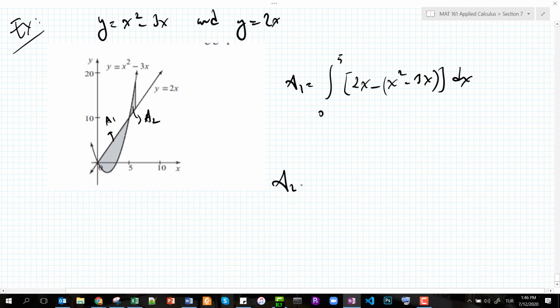So for the second integral, it's 5 to, okay, I don't know what that number is. That's why I need to find out what that number is going to be. How am I going to do that? x squared minus 3x should be equal to x.